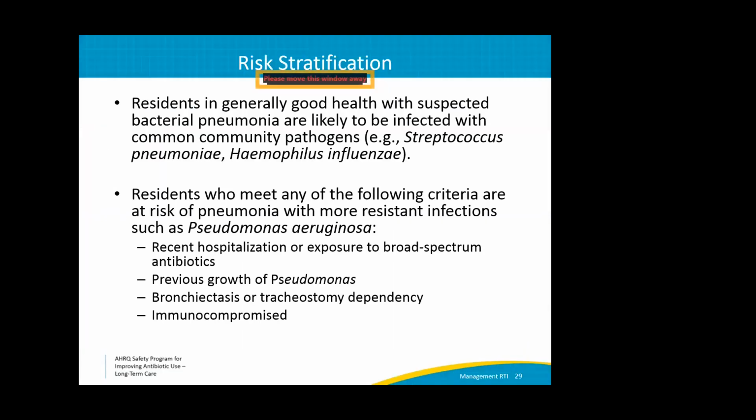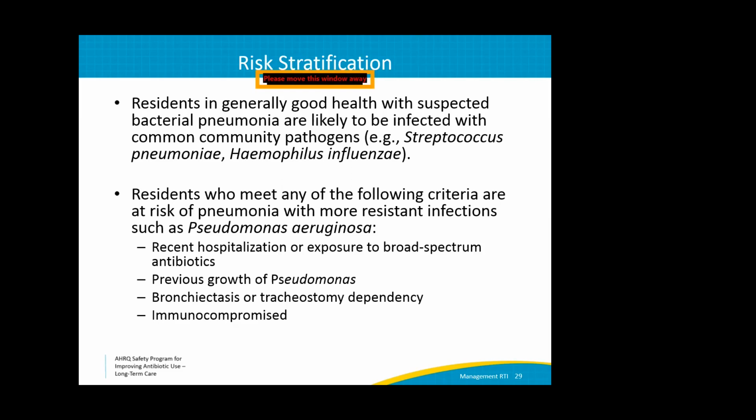Moving on to the part of the talk about management, I'm going to start with a little bit of information about risk stratification when it comes to determining what sort of bacteria you should be concerned about and what sort of antibiotics you may want to offer a patient with suspected pneumonia. So it's good to keep in mind that a facility resident who's in generally good health with a suspected bacterial pneumonia is most likely going to be infected with most of the common community organisms, in particular Streptococcus pneumoniae, but to a lesser extent, Haemophilus influenzae.